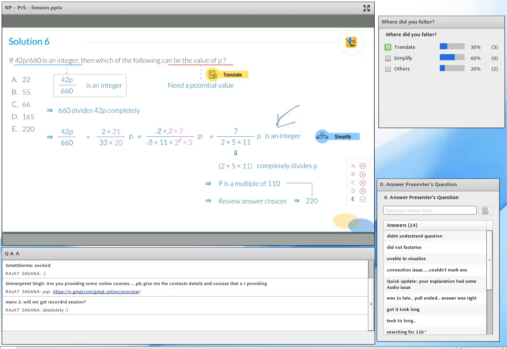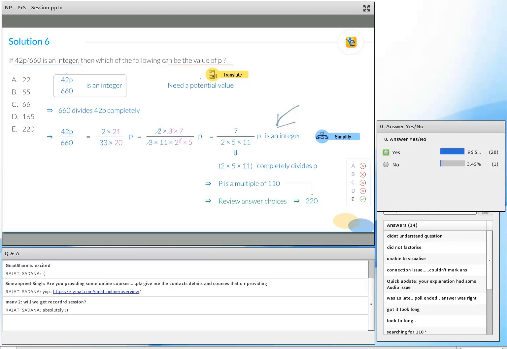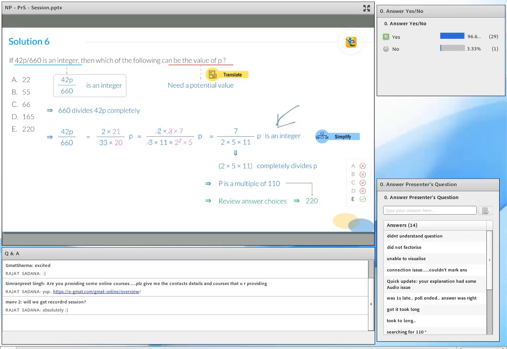All right, so quite a few of you were not able to simplify. Some of you were not able to translate. All right. So I hope that this kind of exercise is telling you what it is that you need to focus on, yes or no? Is this causal analysis helping you figure out where you need to focus, where you need to put in your energy while you're solving questions?